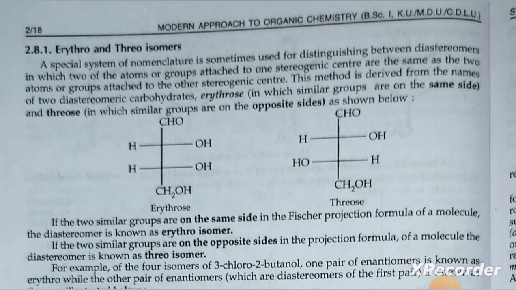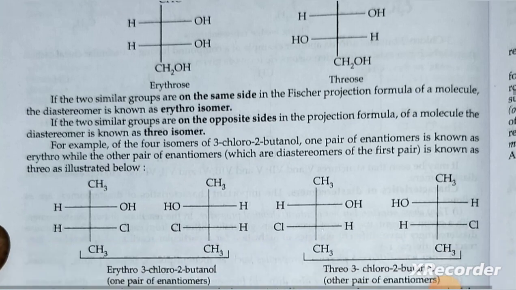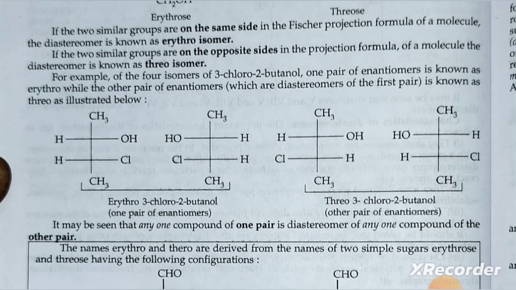Erythro and threo. If the two similar groups are on the same side in the Fischer projection formula of the molecule, the diastereomer is known as the erythro isomer. If the two similar groups are on opposite sides in the projection formula of the molecule, the diastereomer is known as the threo isomer. For example, of the four isomers of 3-chloro-2-butanol, one pair of enantiomers is known as erythro, while the other pair of enantiomers, which are diastereomers of the first pair, is known as threo, as illustrated below. Erythro 3-chloro-2-butanol, one pair of enantiomers, and threo 3-chloro-2-butanol, the other pair of enantiomers.